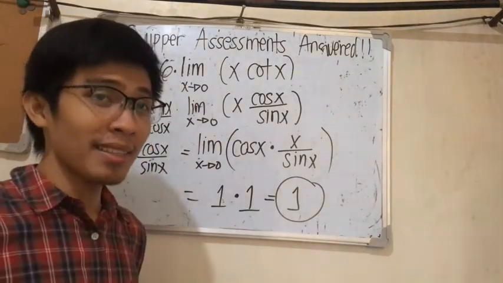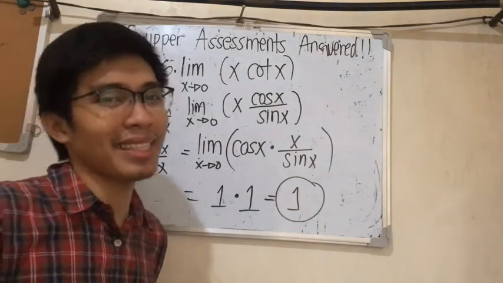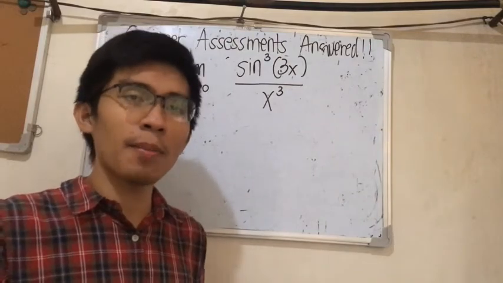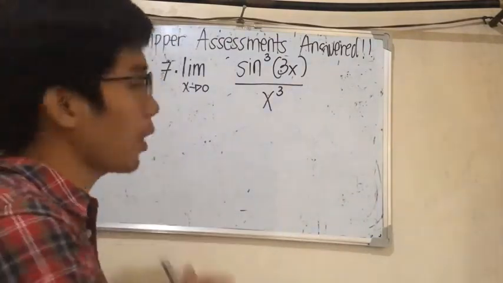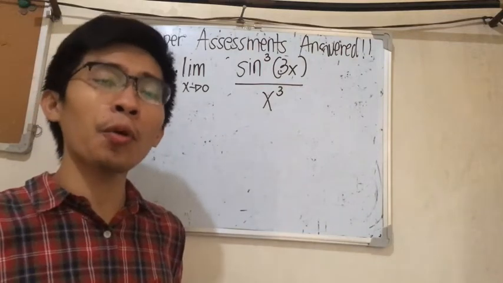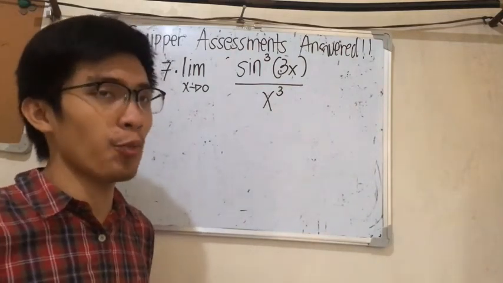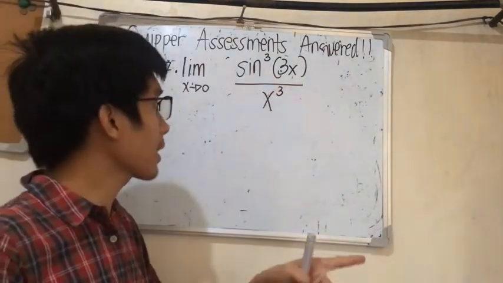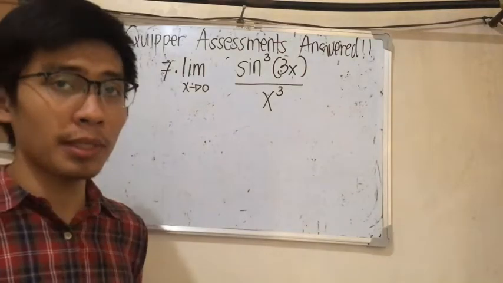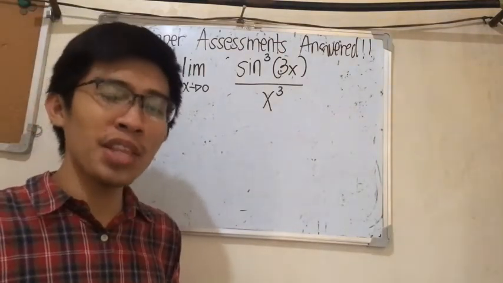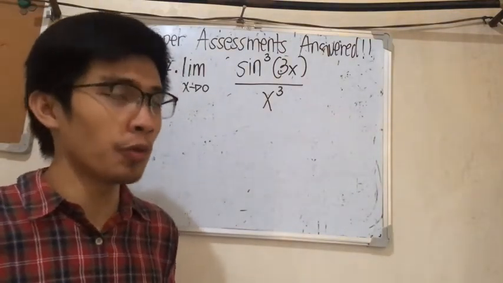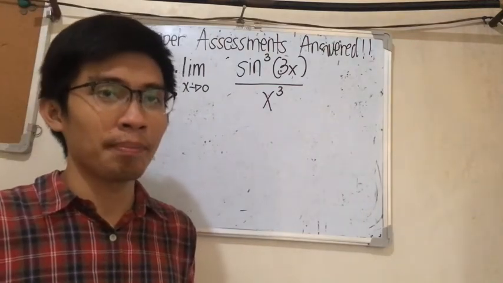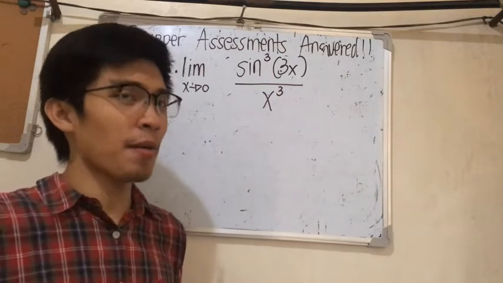Did you get it right? Very good. That's great. We keep on practicing for us to master the skills of the limits of trigonometric functions. I have here my question number 7, still one of the questions in your Quipper assessments last week. The question is, what is the limit of sine cubed 3x all over x cubed as x approaches 0? You may pause the video for a while and try to answer it on your own. I do hope that you already answered it on your own. Let's try to check if you got it right.